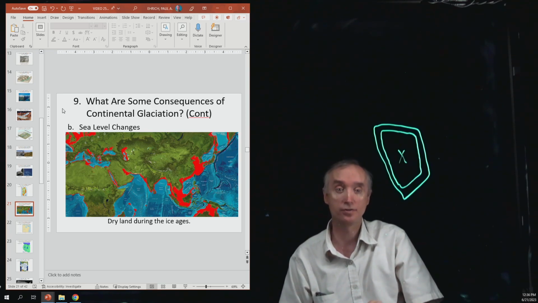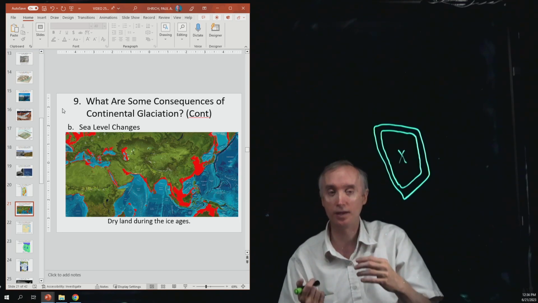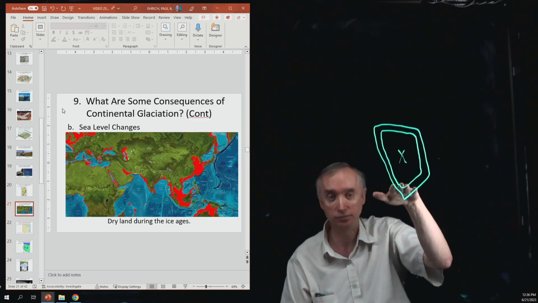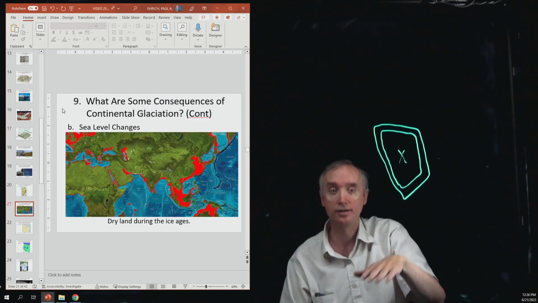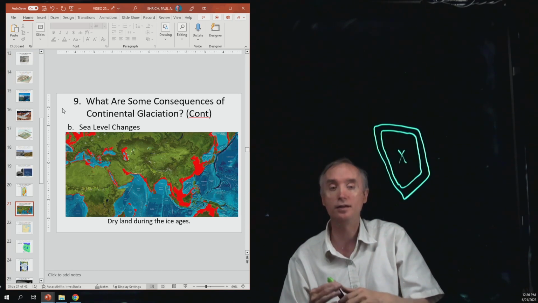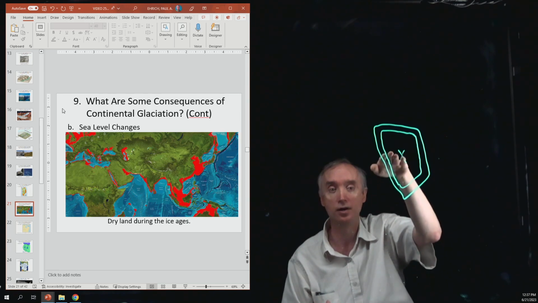Sea level changes. So the water that is in these continental glaciers, it has to come from somewhere. So that when you have an ice age, it takes a lot of water out of the oceans in order to make that ice. So as that water is removed, then the level of the sea is going to drop. Now, when the ice age is over and all of that ice begins to melt, then it starts to deposit all of that water back in the oceans, and then the level of the oceans goes up.